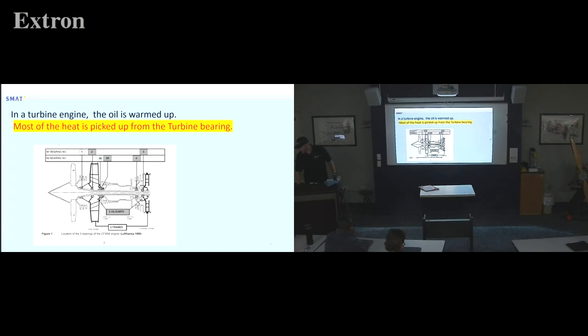You guys can read that. Oh, why the turbine bearing compared to the other bearings? It's hot. The turbine's hotter than blazes, right? So it's not just the deformation of it, the turbine bearing's hotter than blazes, so that heat's going to transfer.